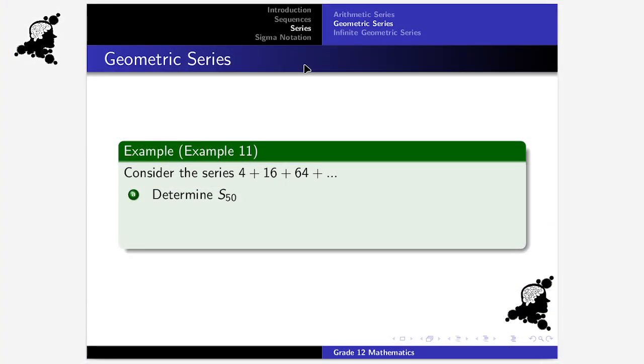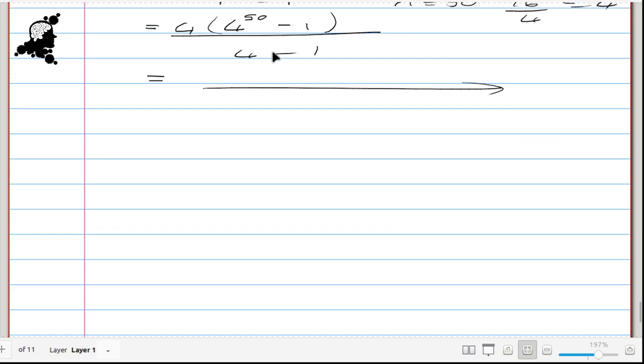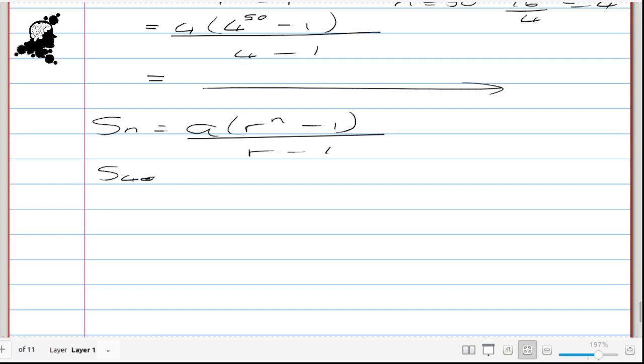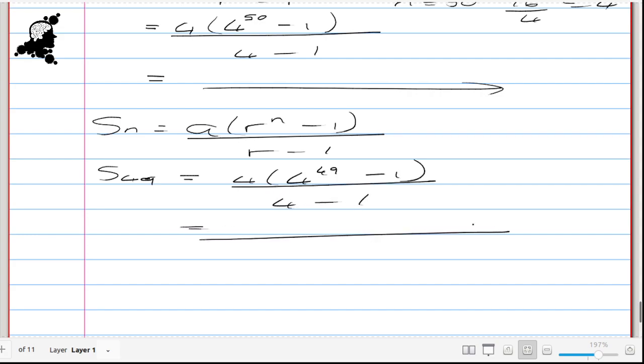Anyways, let's look at the next question. Determine S49. This is basically the same procedure. Let's take you to the writing pad. So we want S49. Once again, Sn is equals to a into r to the power n minus 1 all over r minus 1. So S49, this is going to be 4 into 4 to the power 49 minus 1 all over 4 minus 1. This is also going to give you a very large number. Leave it up to you to do the calculation.